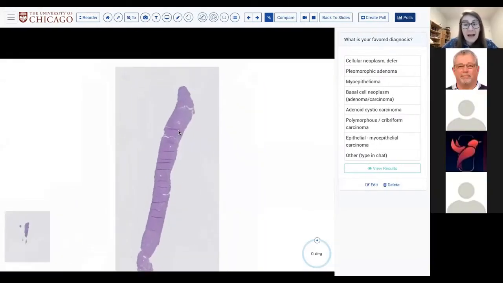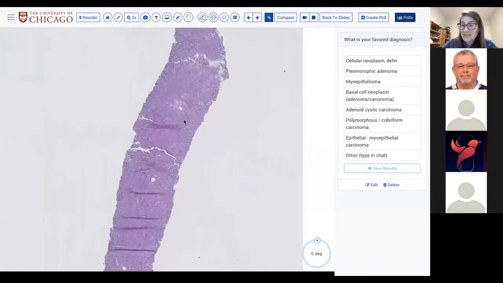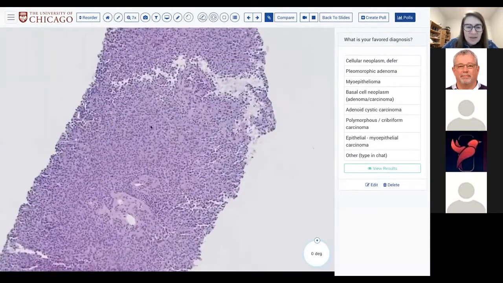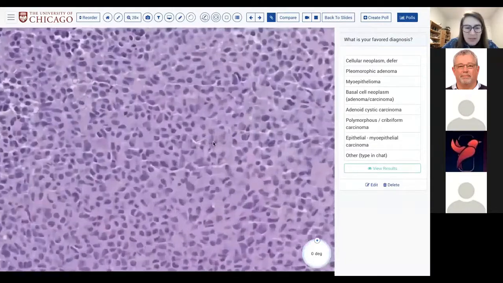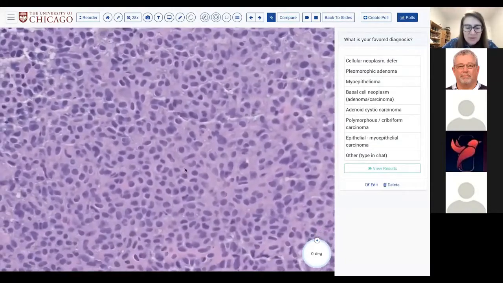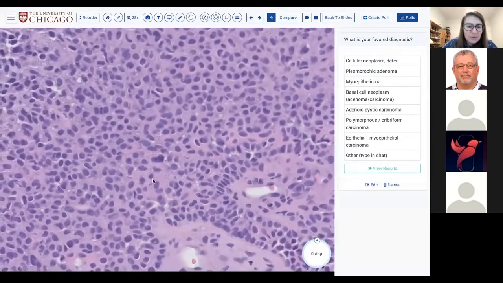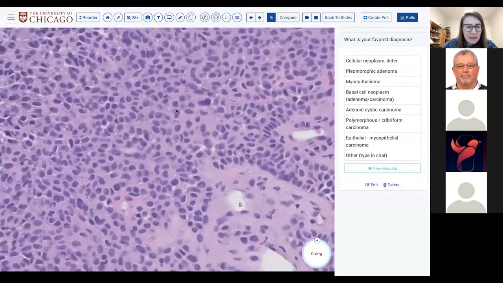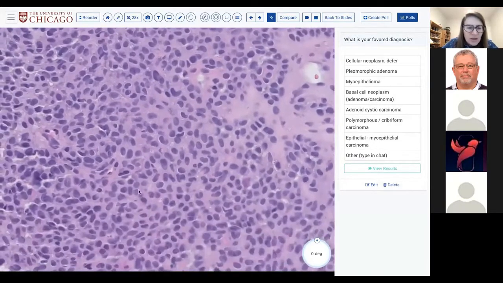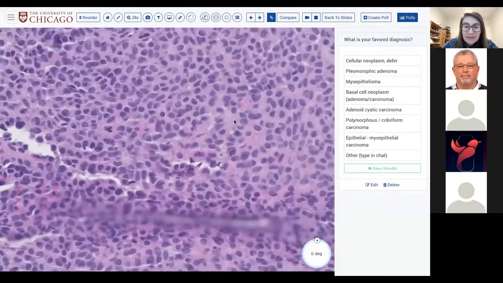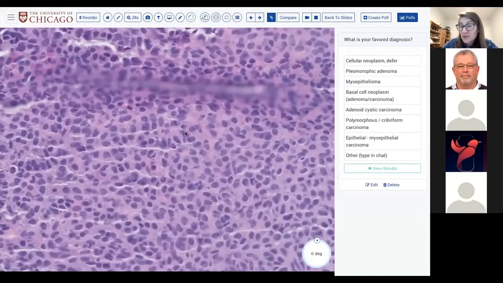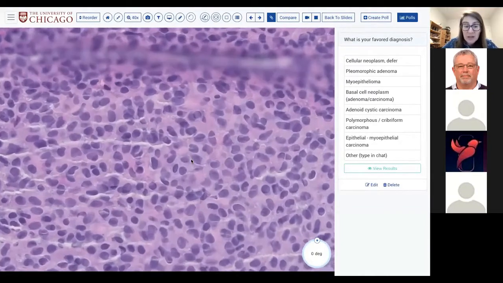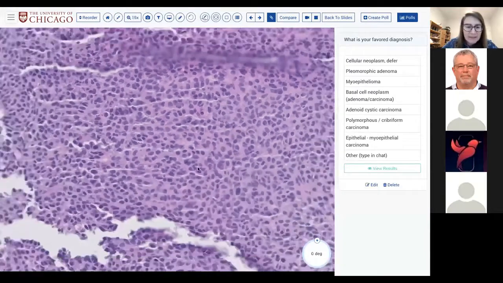So this is not paucicellular. This is quite cellular. Looking at the actual cytomorphology of the cells, the nuclei are oval. There's some scant pink cytoplasm. Not really many mitoses, no necrosis. So it still appears, even though cellular, perhaps low cytologic grade.